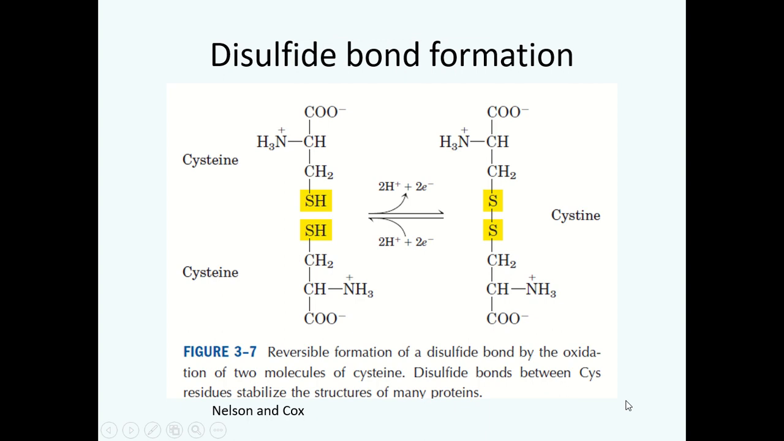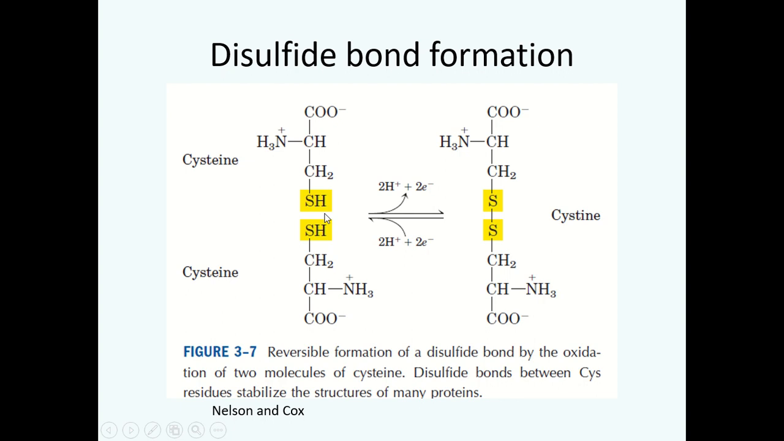This figure is representing the role of cysteine in the formation of disulfide bonds. So you can see here that this is an amino acid cysteine. This is the alpha carbon, the carboxyl group, the amino group, and this is the side chain. The side chain contains a sulfhydryl group on it. This is another cysteine present in the vicinity. It is present in close proximity in space.